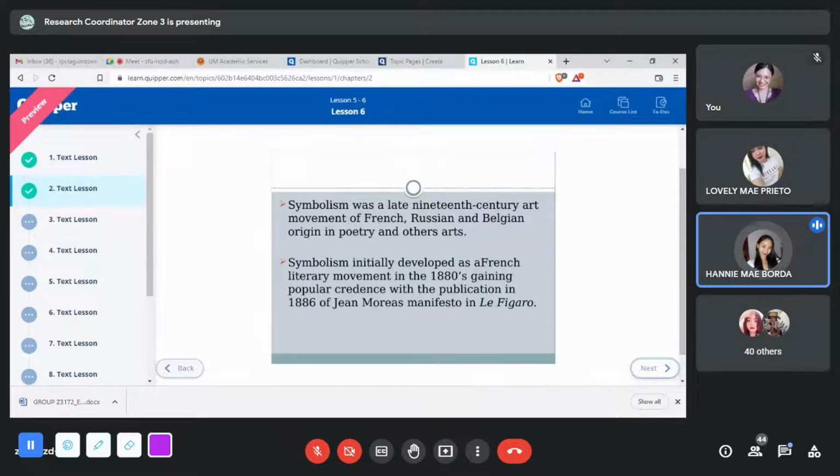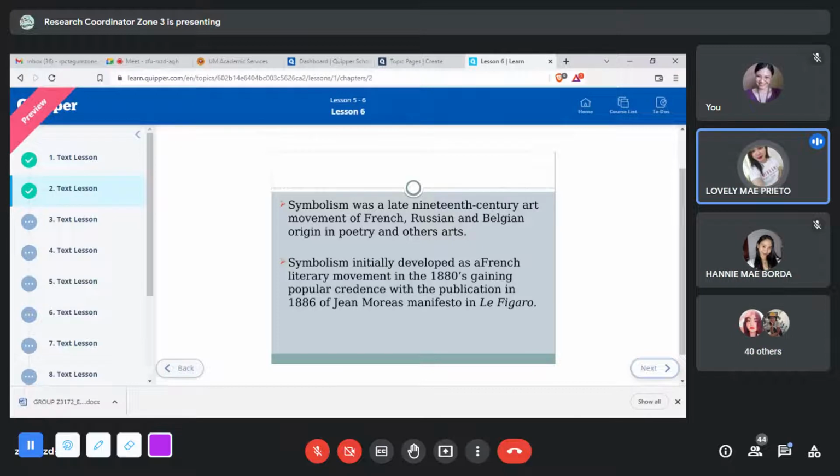Symbolism was a late 19th century art movement of French, Russian, and Belgian origin in poetry and other arts. Symbolism initially developed as a French literary movement in the 1880s, gaining popular credence with the publication in 1886 of Jean Moréas' manifesto in Le Figaro.